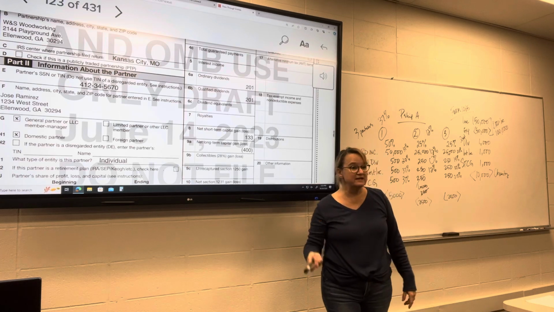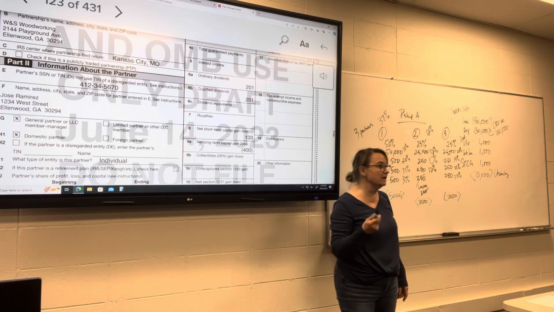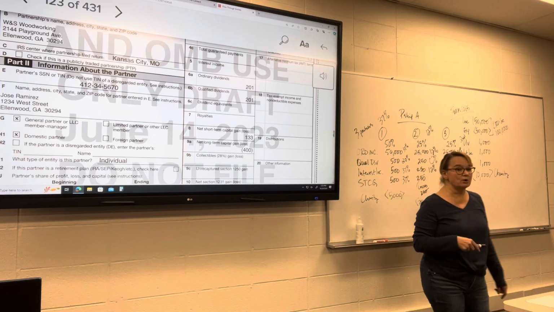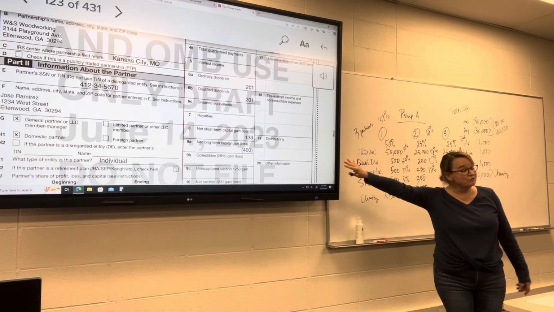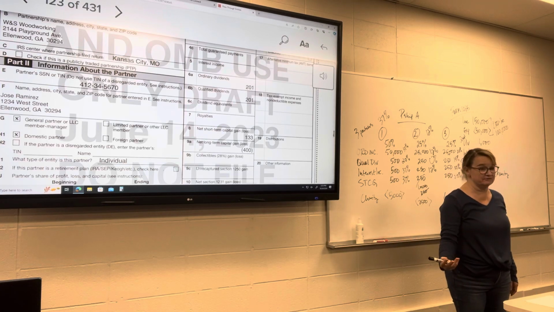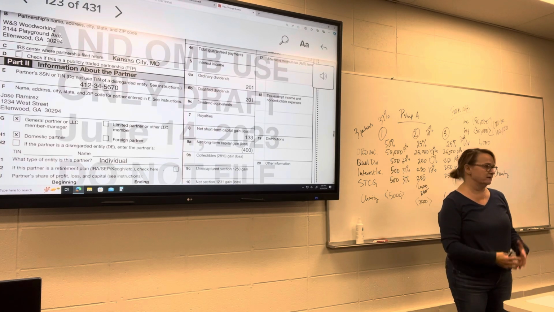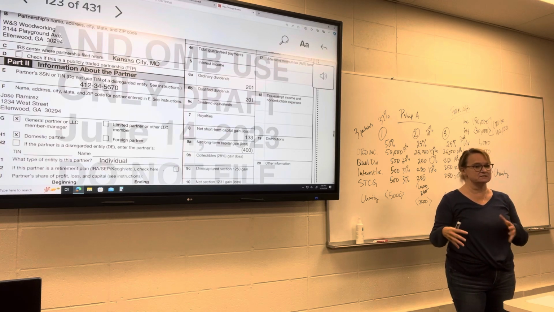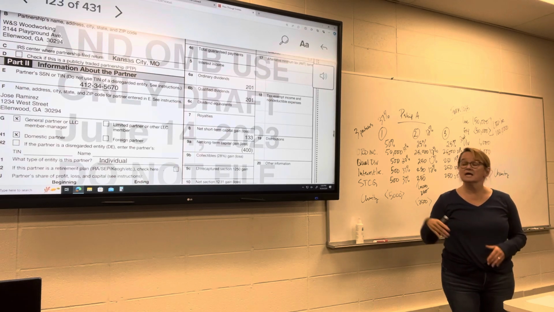The partnership is an investment, just like any other stock. And so what happens is each partner has a basis. Just like if they bought another type of investment, they would have a basis. And once they dispose of it, that basis is going to determine what the gain or loss is.